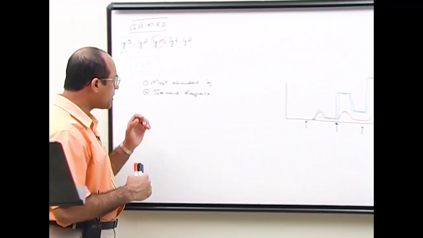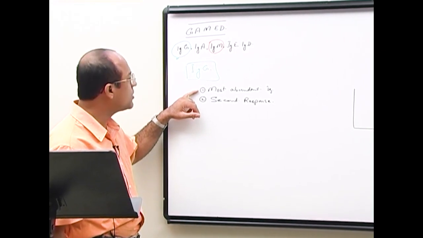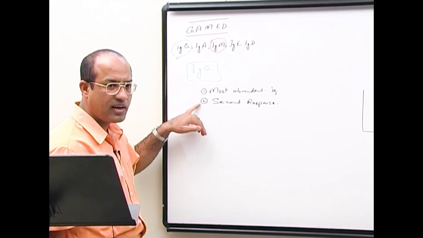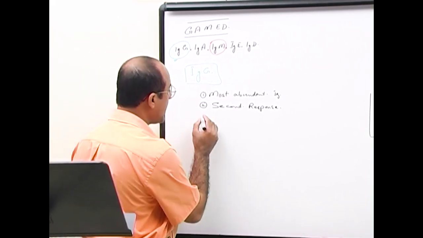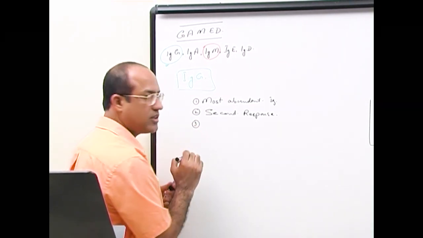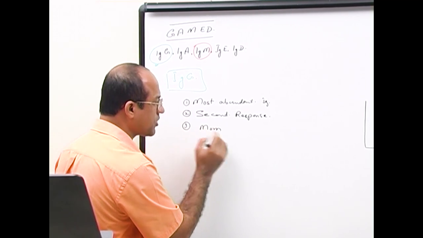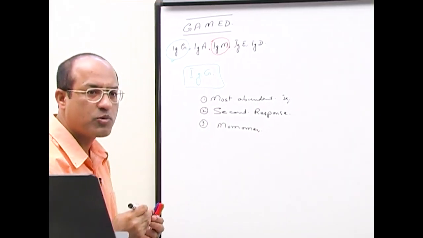So, what I am talking about, IgG is the most abundant antibody present in your body. Number 2, it is the antibody mainly in the secondary response, right? Thirdly, IgG is present as monomer. It is monomeric. Again, keep on comparing with the IgM.